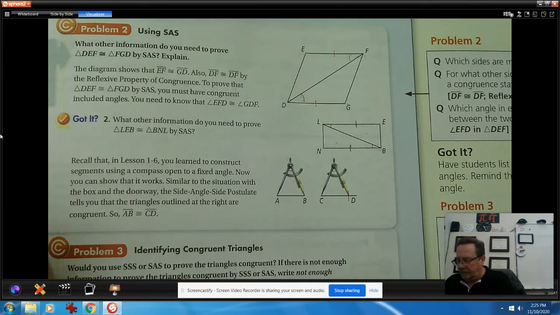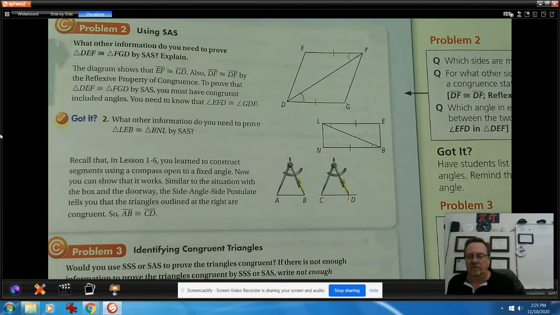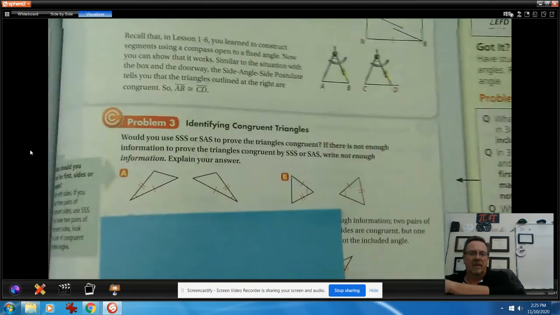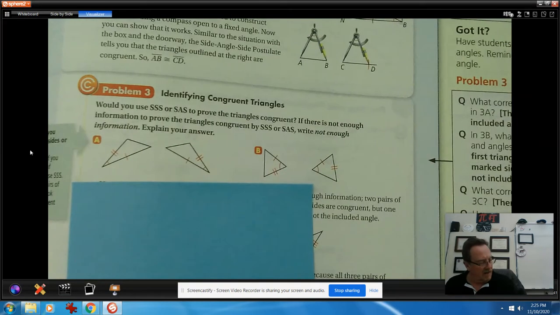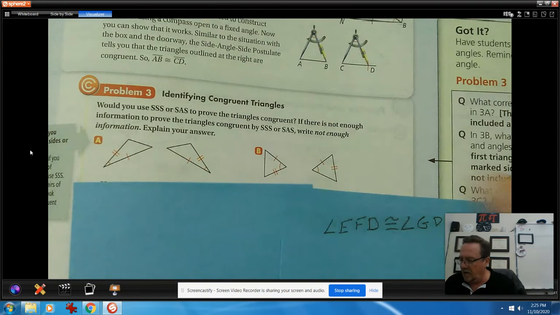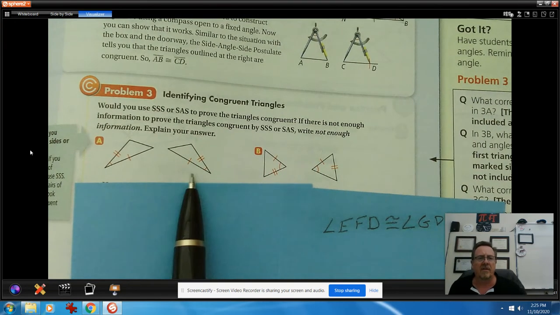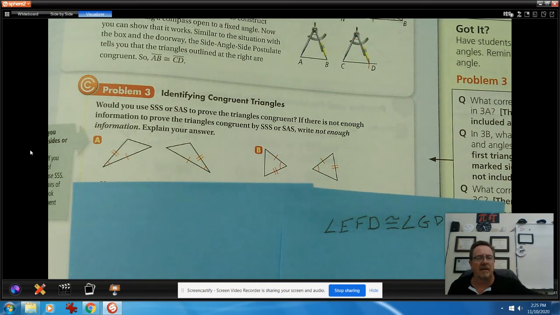Let's take a look at some other problems down here. So look at these two triangles. Is there enough information on those triangles to say that they're congruent?